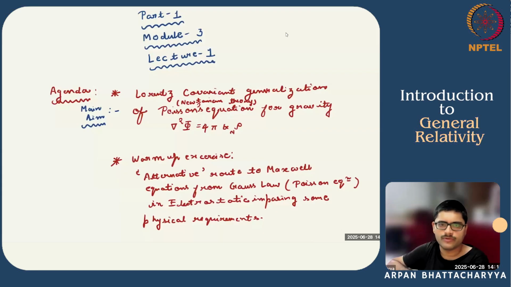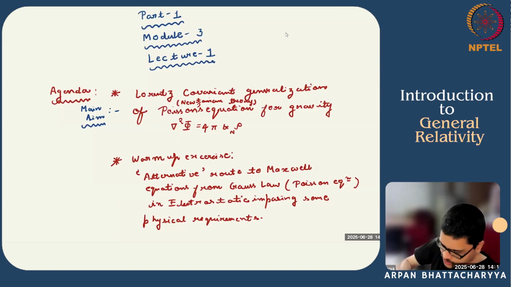So welcome to the lecture. We will begin module 3 of the first part of the course. We have already discussed the necessary ingredients from Newton's gravity as well as special relativity. Based on that, we now will try to construct a Lorentz covariant generalization of Newton's theory of gravity, or the Poisson equation for gravity, which is of this form.